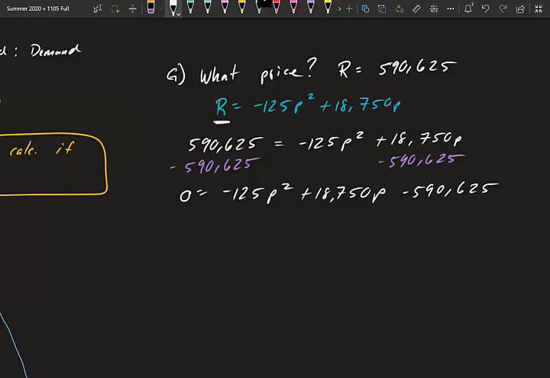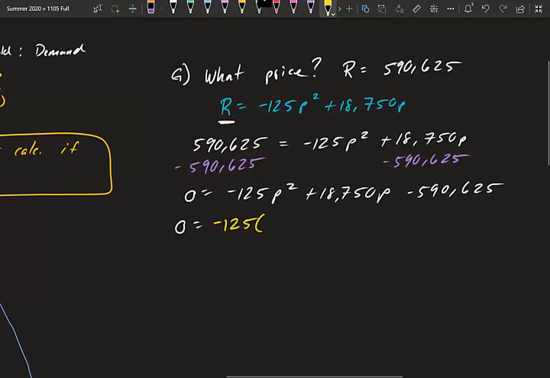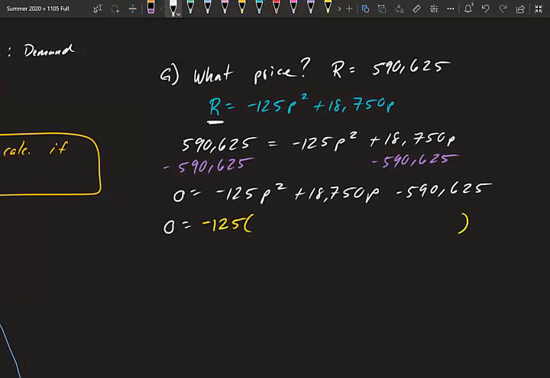I don't know if you noticed, but they all end in a 5 and a 0, so we can take out 125. Let's take out negative 125, though. Remember, that's the greatest common factor. We're left with p squared minus 150p plus 4,725. Now we need to factor this.